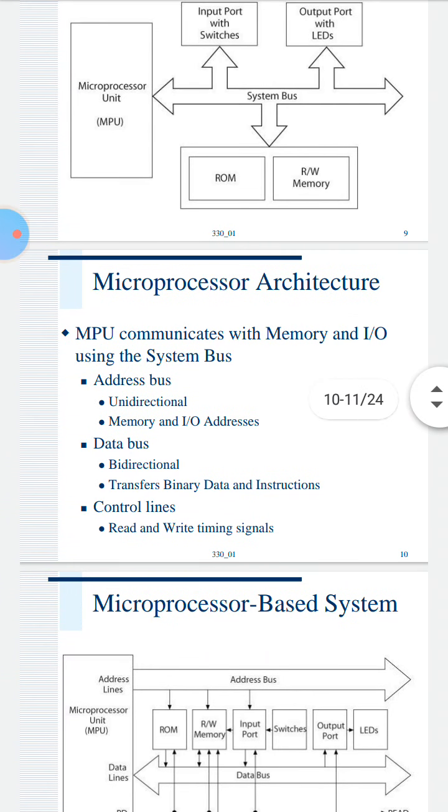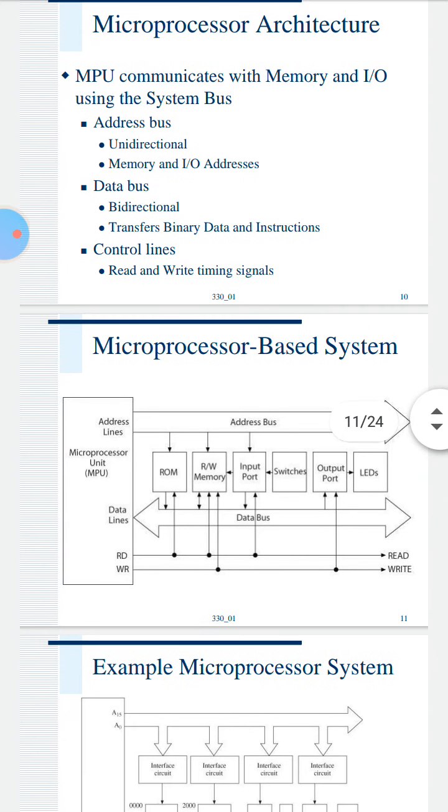In this microprocessor architecture, we study address buses, which are unidirectional, for memory and input-output addresses; data buses, which are bidirectional and transfer binary data and instructions; and control lines, the read and write timing signals. In this microprocessor-based system, we have ROM, read-write memory, input port, output port, and the various address buses and read-write lines.